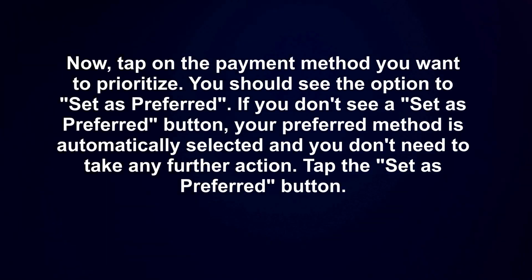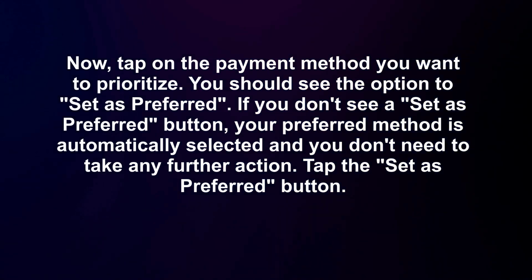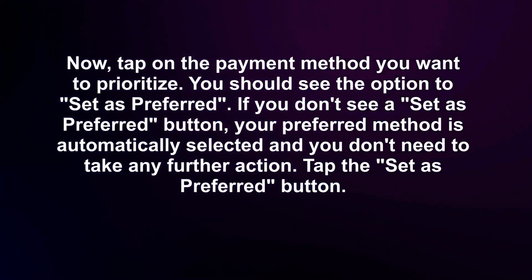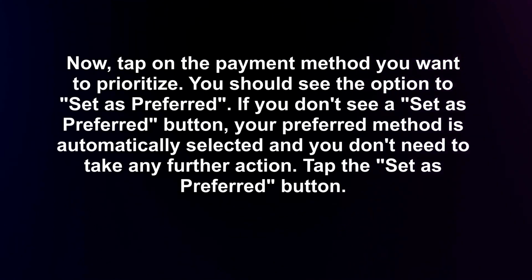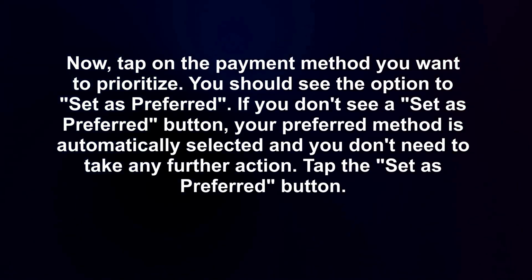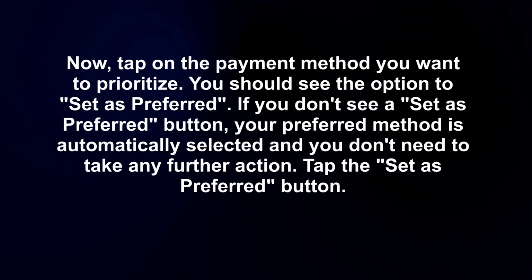Now, tap on the payment method you want to prioritize. You should see the option to set as preferred. If you don't see a set as preferred button, your preferred method is automatically selected and you don't need to take any further action. Tap the Set as Preferred button.